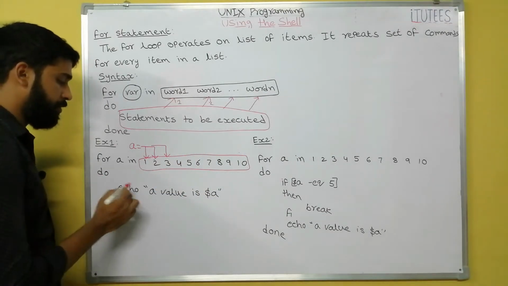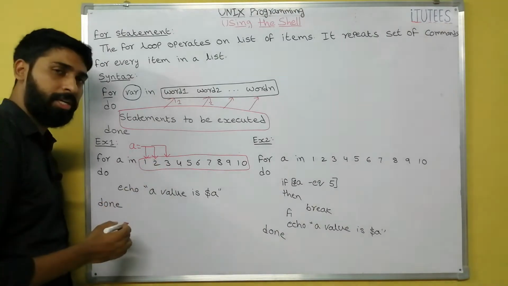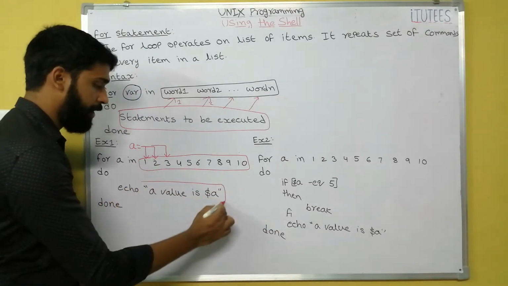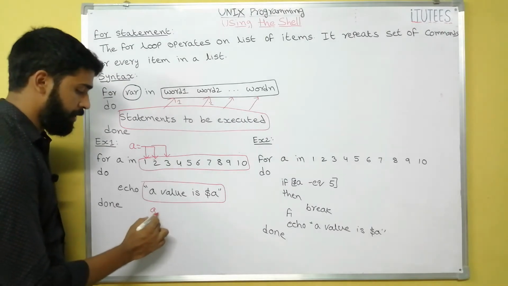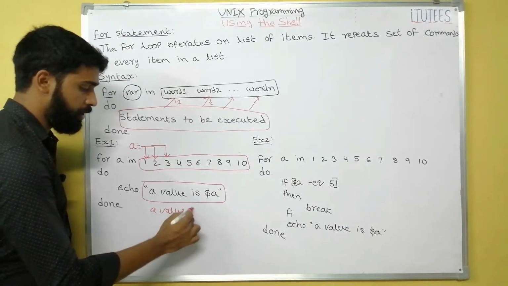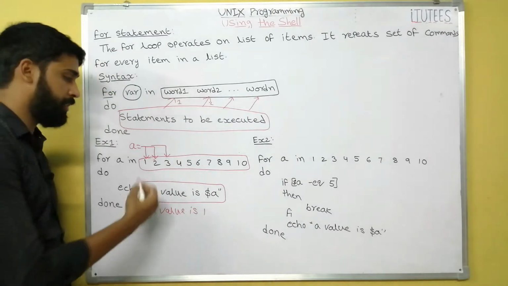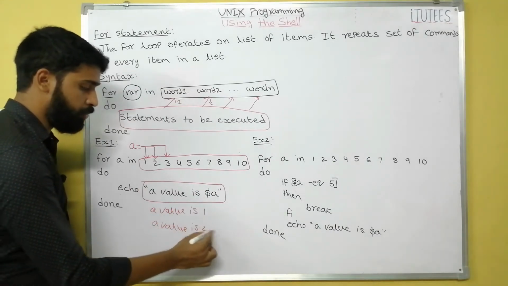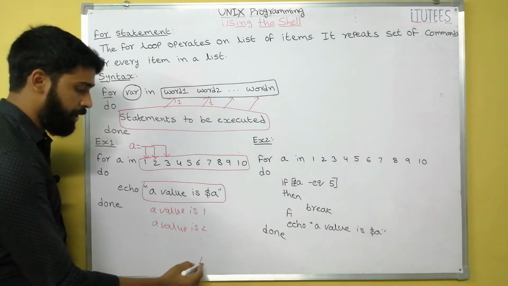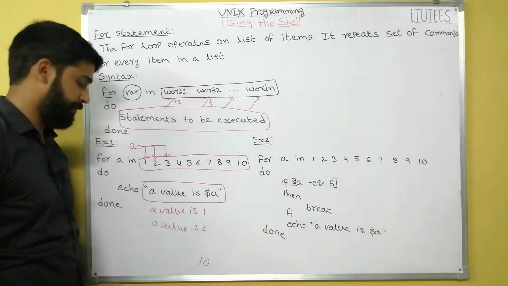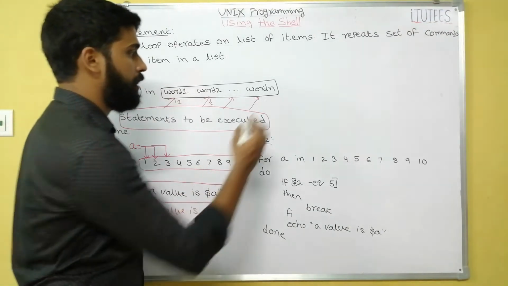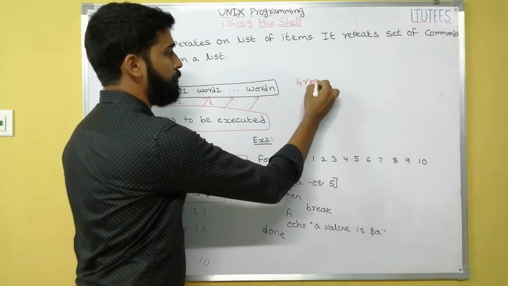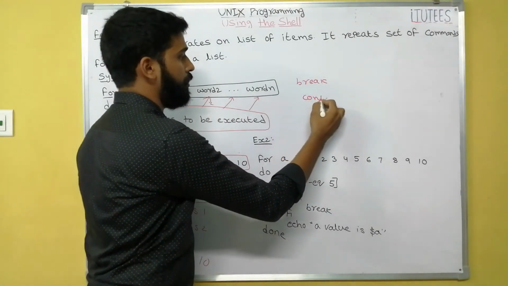Now we can see that. So what is the command we are going to apply on each iteration? We are going to print "a value is $a". It prints a value is 1 in the first iteration. In the second iteration a value is 2, and similarly we can print up to a value is 10. Okay, so now we see that there are two commands, one is break, another one is continue.